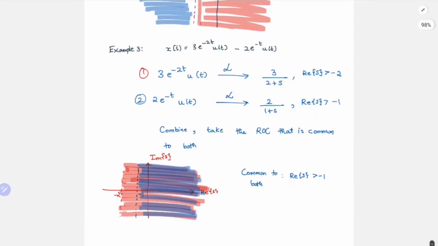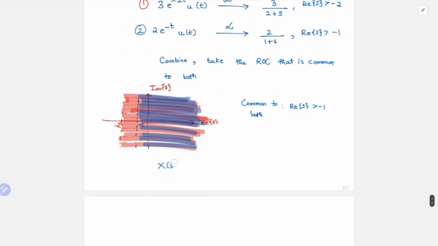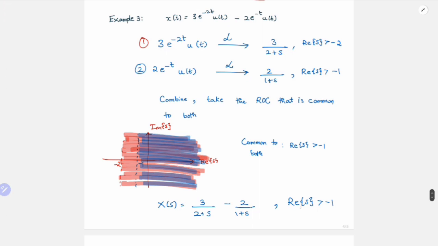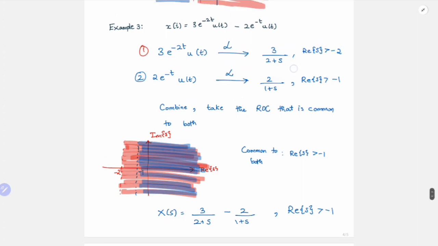So when you combine and write, X of s is nothing but 3 by 2 plus s minus 2 by 1 plus s, and your region of convergence is real of s greater than minus 1. Why is it like that? Because even if one of the signals is diverging for that real value of s, for that sigma, then X of s will not be finite, right? So both of them should be finite in our region of convergence. Where that happens is where the regions of convergence of the first and the second signal overlap.